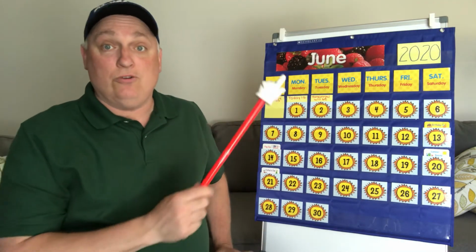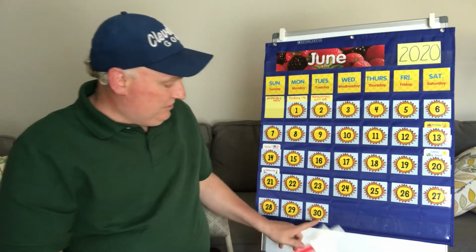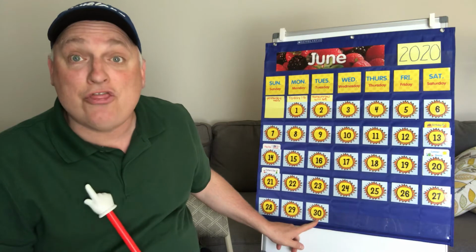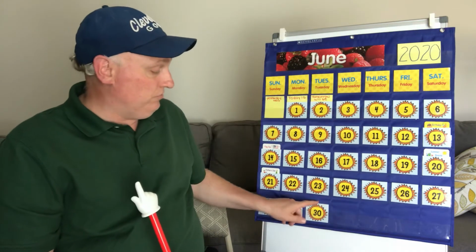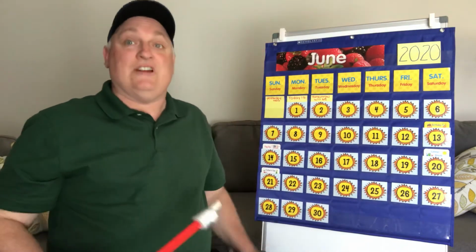Whatever I would say for you to do is to go to the last day of the month. And what number is that? Can you guys see that? That is a 30. So how many days are in June? 30 days in June. So that was the first question I asked you to figure out.